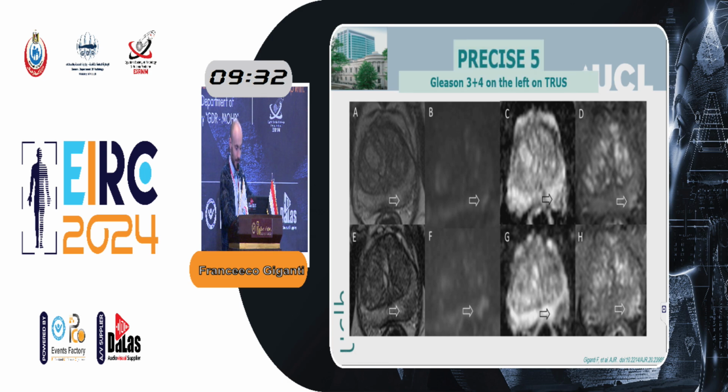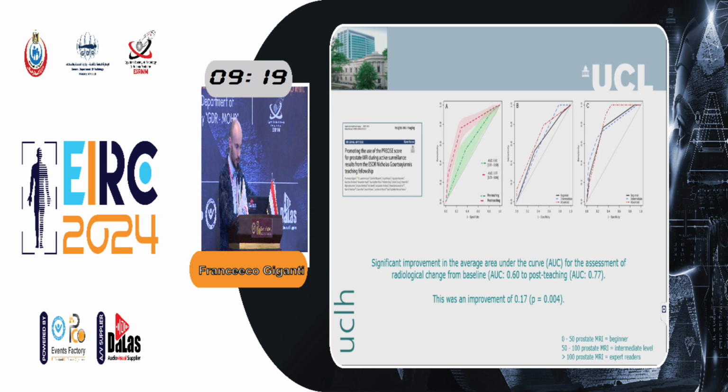And actually, as you can see, it's a PRECISE 5 after 2 years because the lesion has increased in size and conspicuity, and there is also prostatic extension both on T2 and DCE sequences, and this was targeted 4+3 and actually 4+4 after surgery.